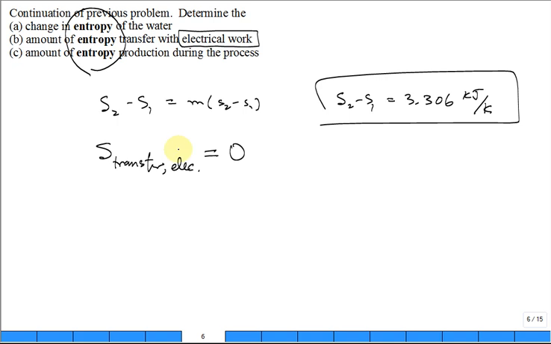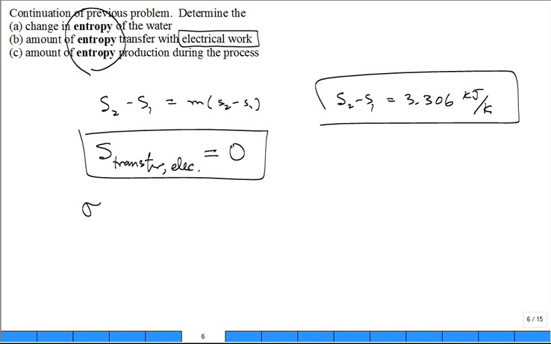0, because there is no entropy transfer with work. Either electric power or electric work, shaft power, shaft work. Okay. How about the third question? What is the amount of entropy production during the process? Wouldn't that be sigma? Isn't that what I'm asked to calculate, or sigma 1 to 2? Isn't that our preferred symbol for entropy production?